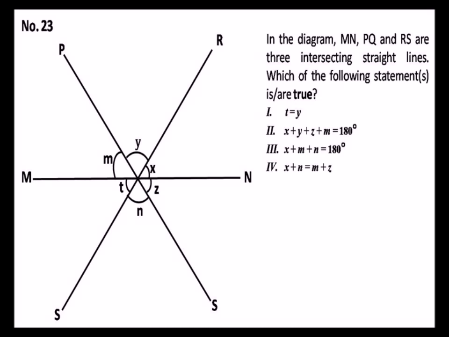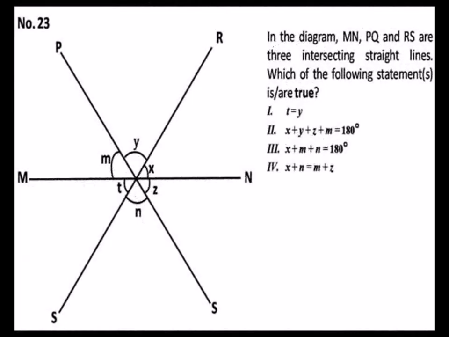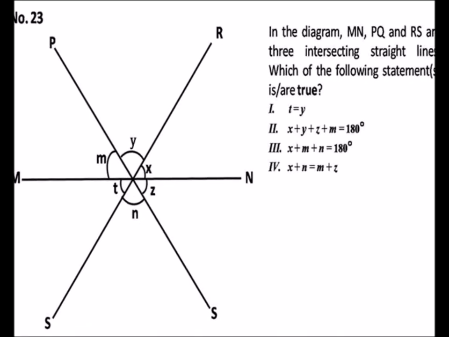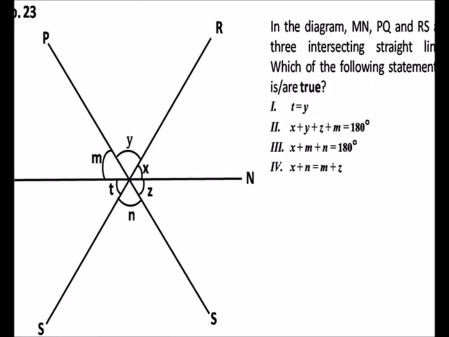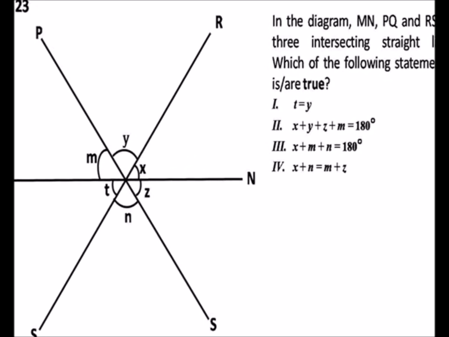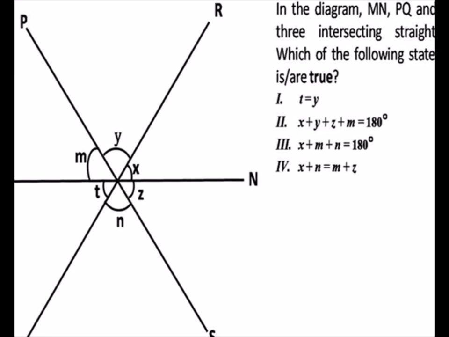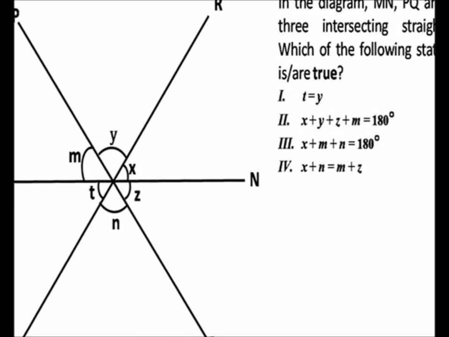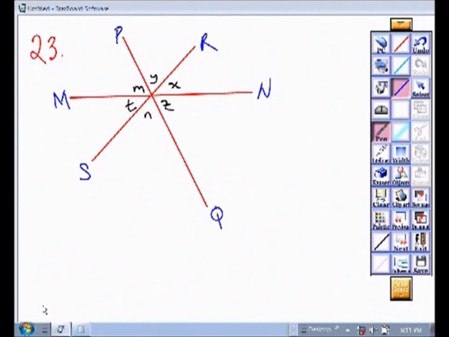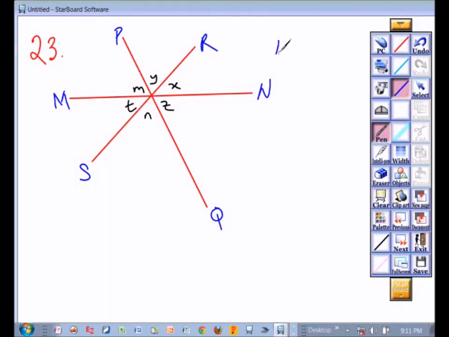Question number 23. In the diagram, MN, PQ, and RS are three intersecting straight lines. Which of the following statements is or are true? 1. t is equal to y. 2. x plus y plus z plus m is equal to 180. 3. x plus m plus n is equal to 180. And 4. x plus n is equal to m plus z. We shall begin by writing each of the given possibilities, starting from number 1.